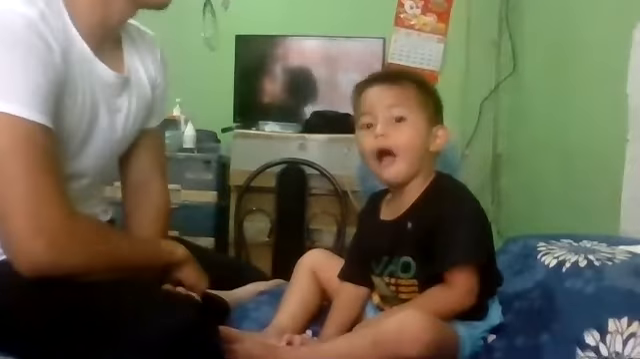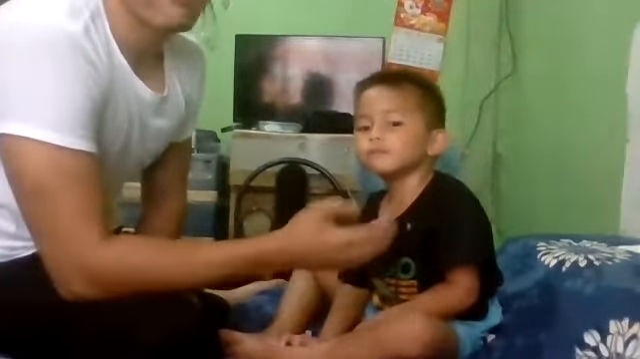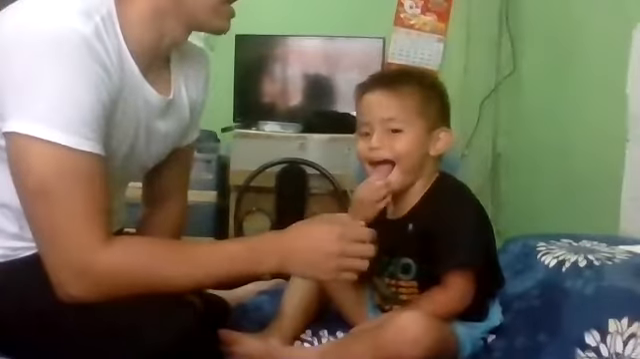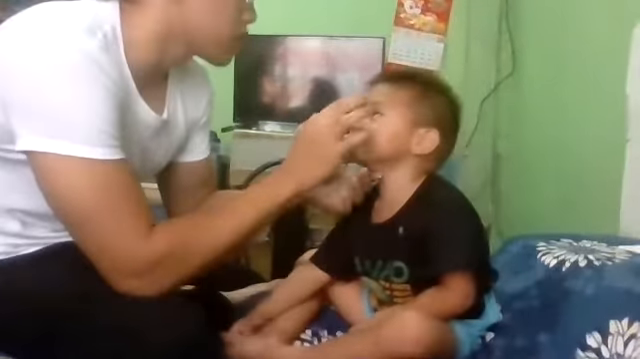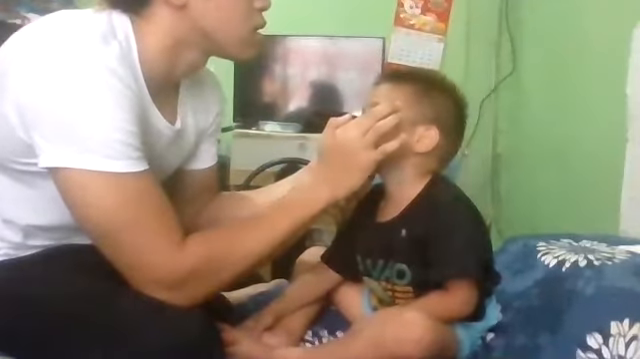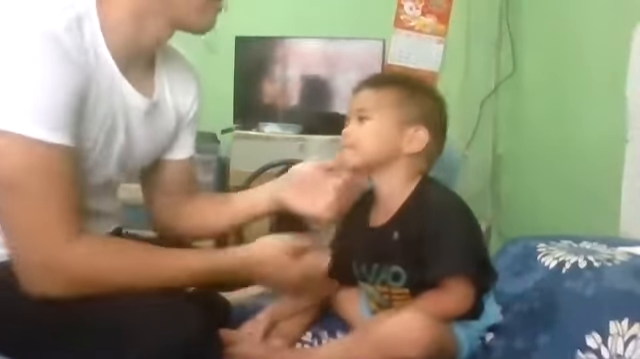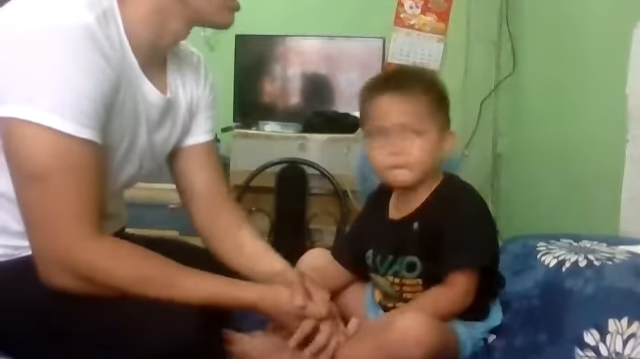Since that is done, I will now inspect and palpate the lacrimal gland of my patient using my index fingertip. Your lacrimal gland, sir. I will palpate it using only my fingertip. Normal findings: no edema between the lower lid and your nose.